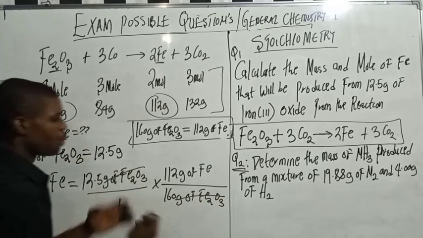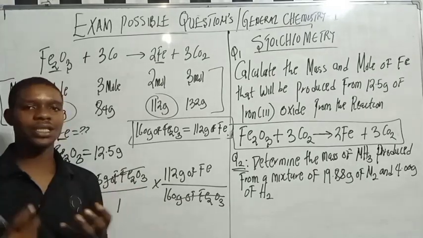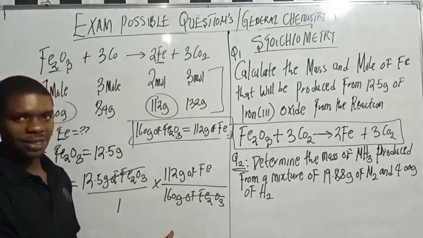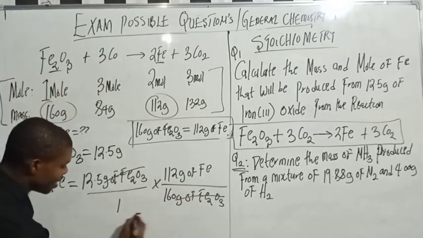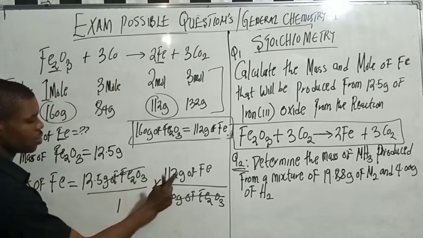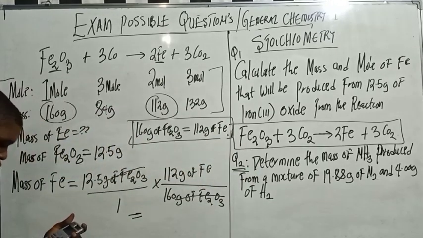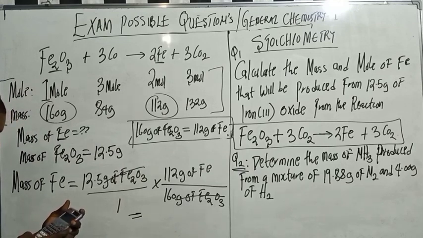But if you do it the other way around, there's no way you can cancel out. So in dimensional analysis, in this last step, you arrange it in a way they cancel out. So what will be the final answer? Use your calculator: 12.5 times 112 gram of Fe, divided by 160. 12.5 times 112 is 1400, divided by 160. Here we have 8.75.